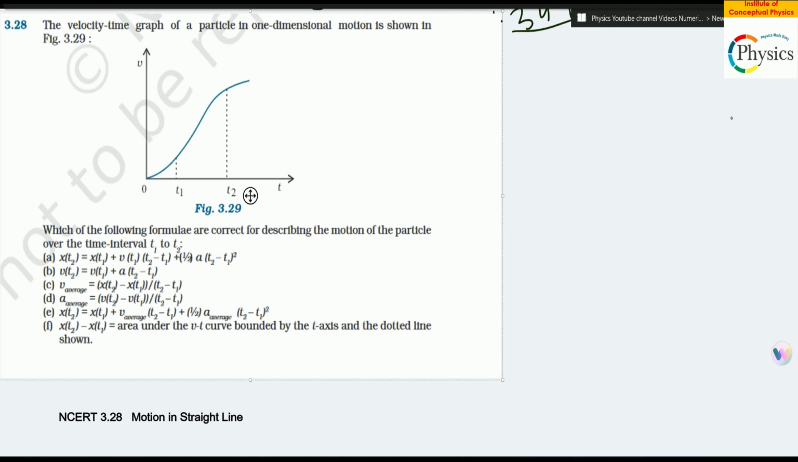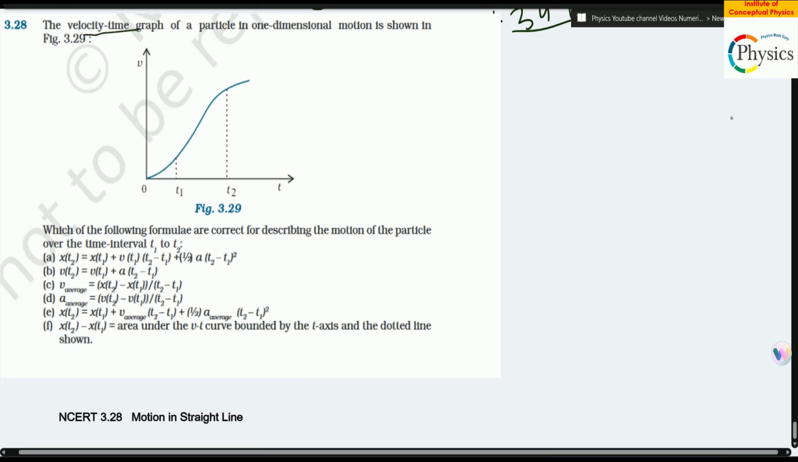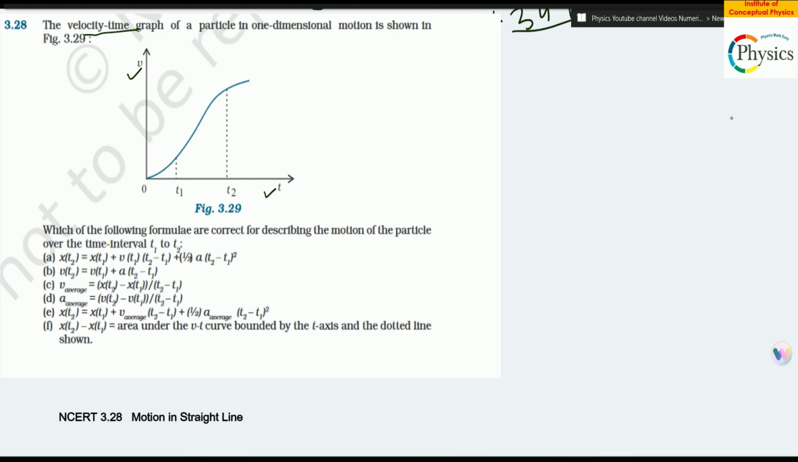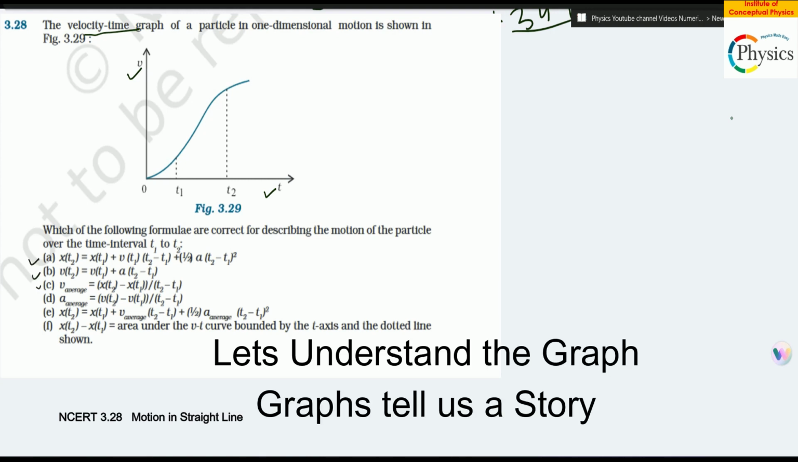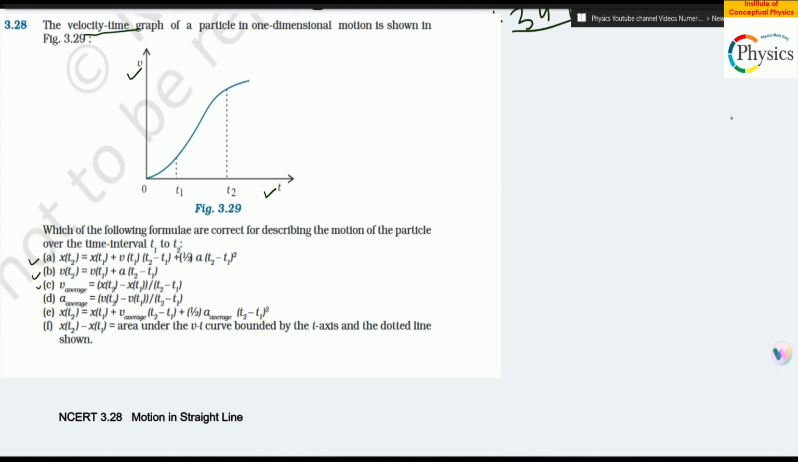Okay, let's see. It's a velocity time graph, right? This is velocity, this is time, and we have to analyze this velocity time graph to answer these questions. So let's start from there. Now, look at this V versus T graph. We have to look at this point and this point. And of course, then we have to look at the question.